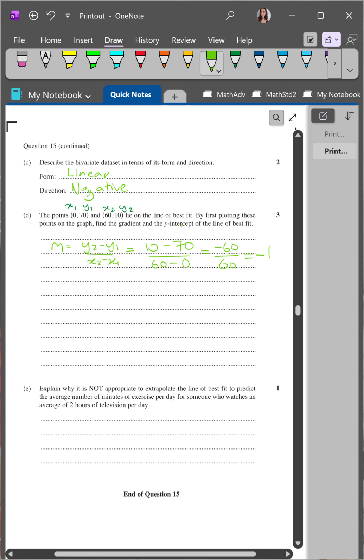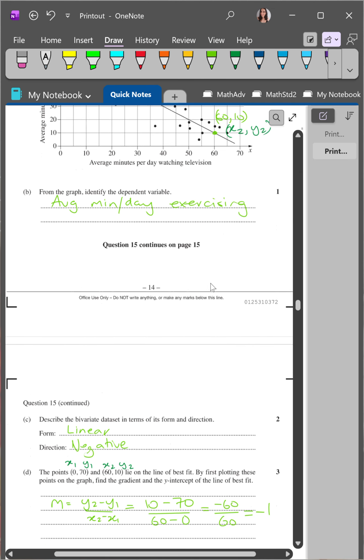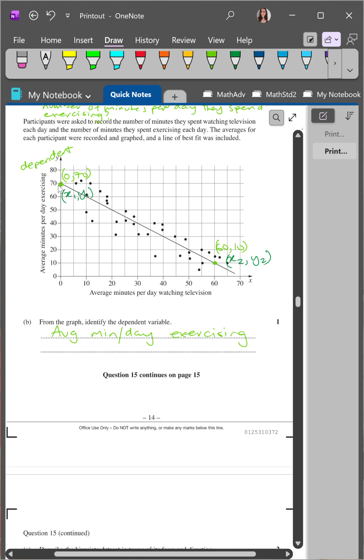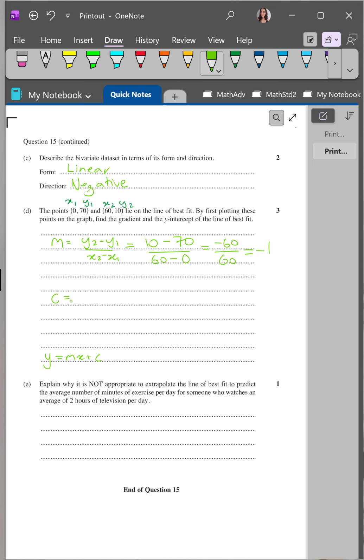And then they're saying find the gradient and the y-intercept of the line. The y-intercept is represented as c because our formula is y equals mx plus c. The y-intercept is just when the linear line cuts the y-axis. That is when the x value is 0, because that's where the y-axis lies. They've actually pretty much given us the answer here because they gave the coordinate (0, 70). So we know that the y-intercept is going to be 70. So we can just write that here.